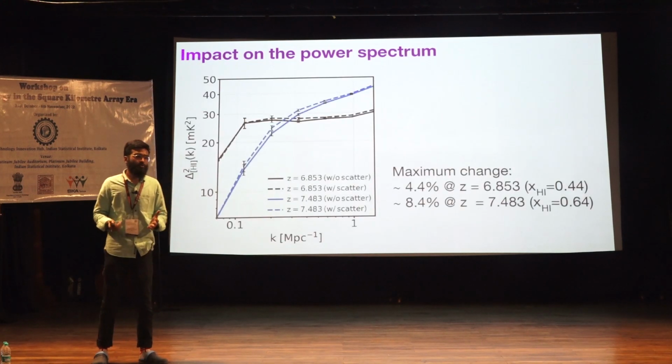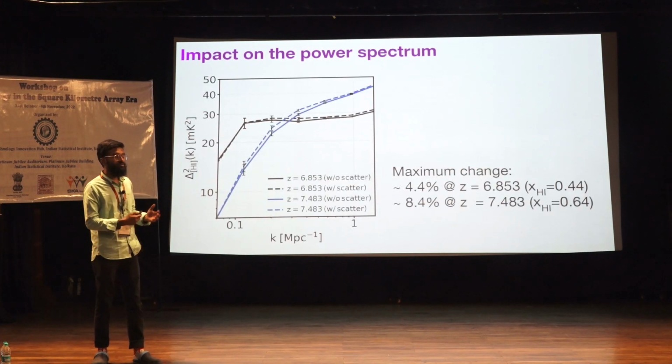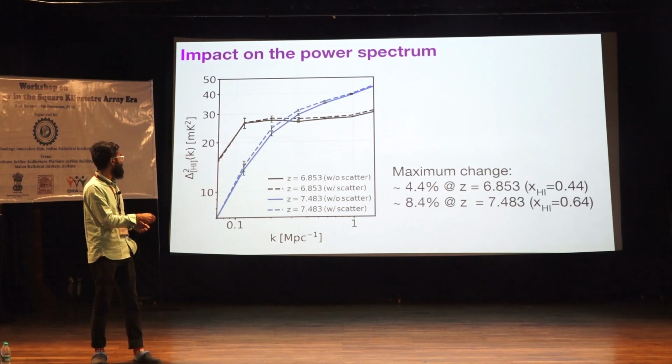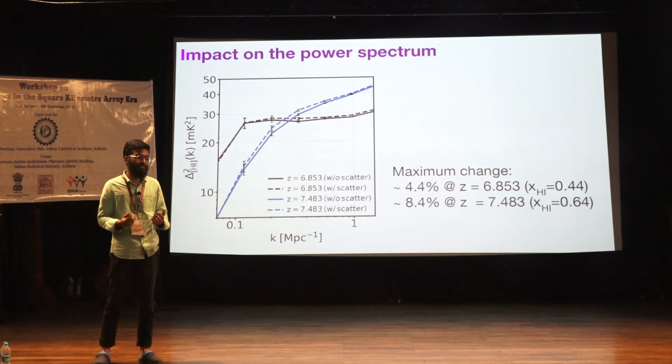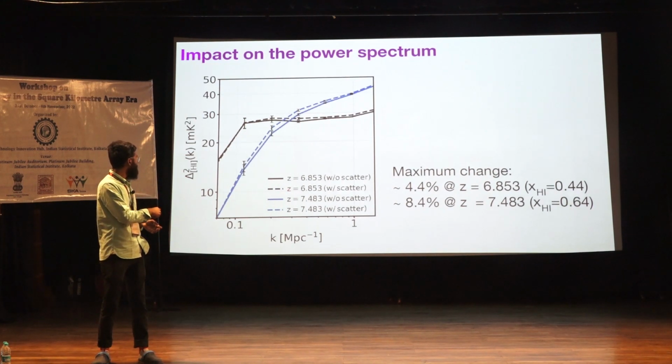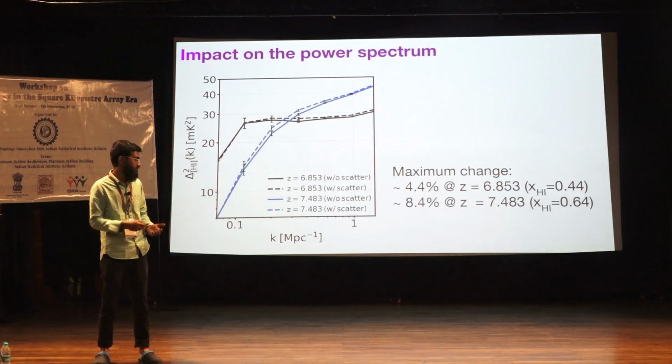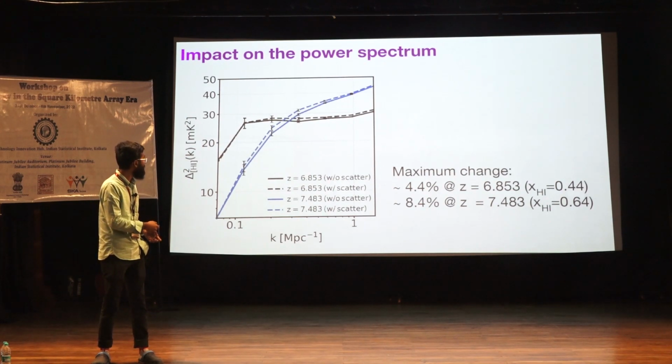We have also verified this result in our own semi-numerical simulation using Ria and Yuga. We studied two redshifts with these neutral fractions. The solid line is the case where we do not have any scatter, and the dashed line shows the case where we have scatter. We observed that the maximum change in the power spectrum varies between 4.4 and 8.4%, which is not that large for these cases that we have studied.